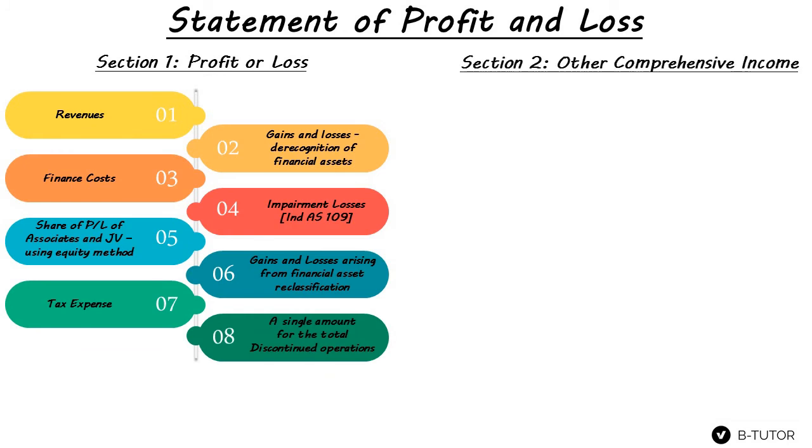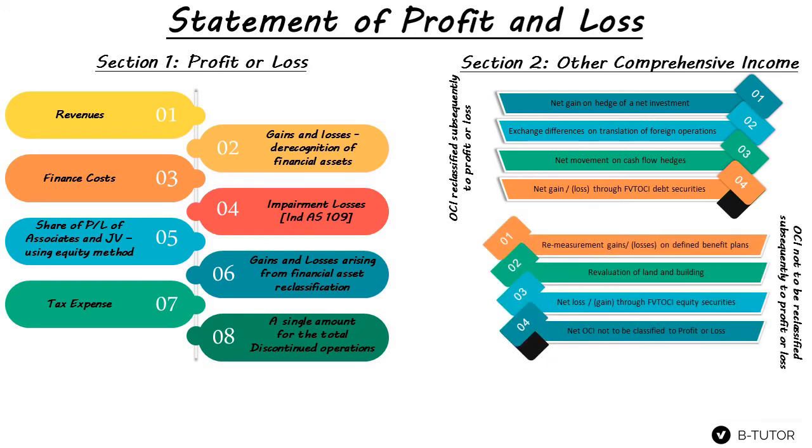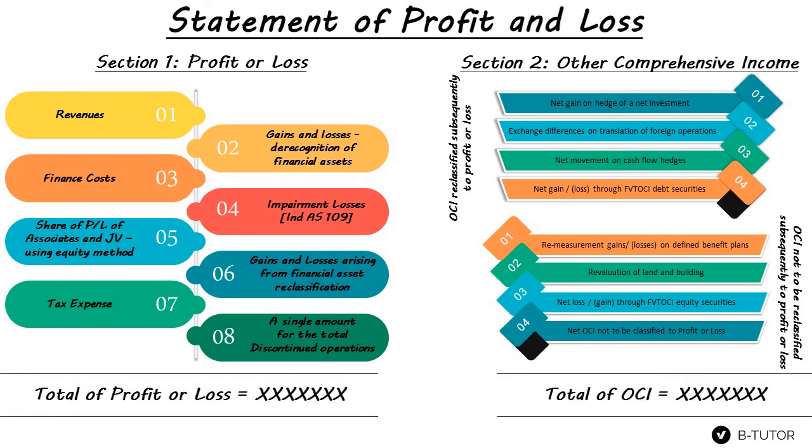Next section, other comprehensive income. Under other comprehensive income, we need to present two heads, that is, other comprehensive income reclassified subsequently to profit or loss, then other comprehensive income not to be reclassified subsequently to profit or loss. The total of profit or loss and the total of other comprehensive income both must be attributed to the owners of the parent as well as non-controlling interest.